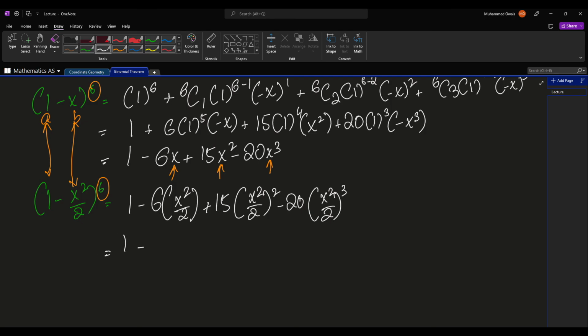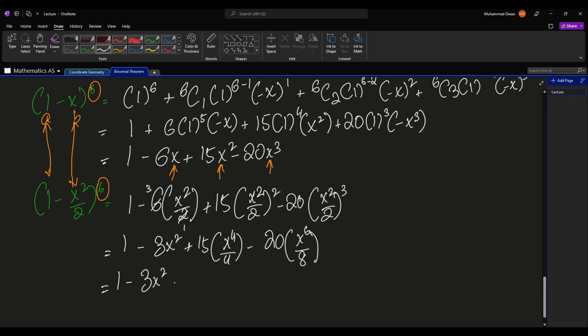This becomes 1 minus, note that 2 ones are 2, 3 twos are 6 over 2, so this becomes 3x squared, plus 15 x power 4 over 4, right? Because it had a square, this will become x to the 4, and 2 squared becomes 4, and this is minus 20 into x, 2 into 3 becomes 6, over 2 power 3 which becomes 8. So this becomes 1 minus 3x squared plus 15 over 4 x to the 4 minus 20 over 8, which is 5 over 2, so this becomes minus 5 over 2 x to the 6. So this is the expansion of the binomial. We will do the rest of the questions in the next lecture.